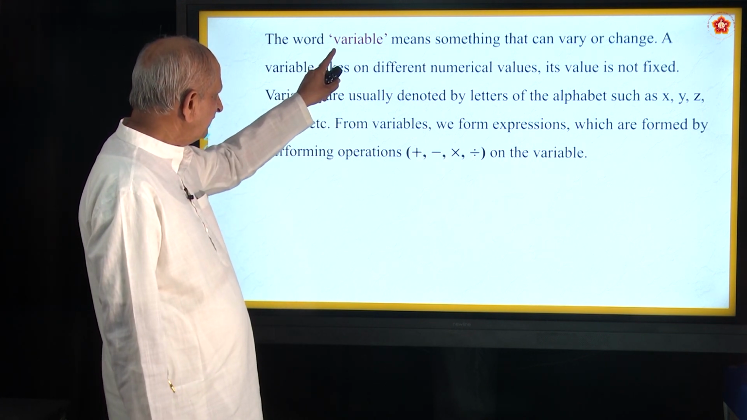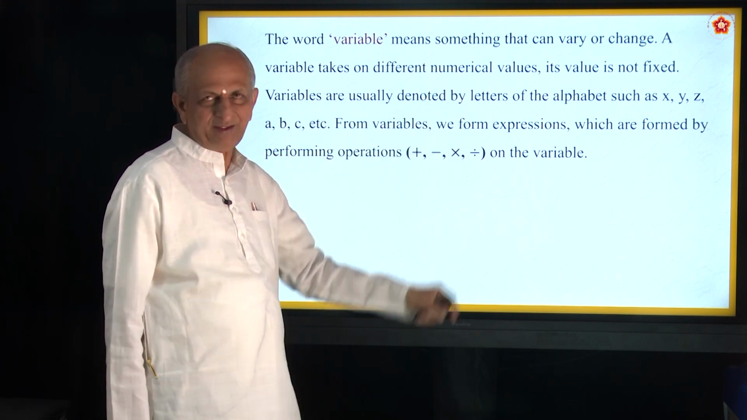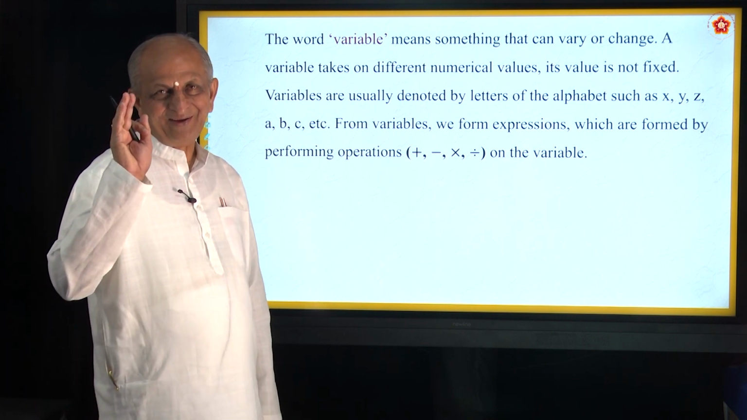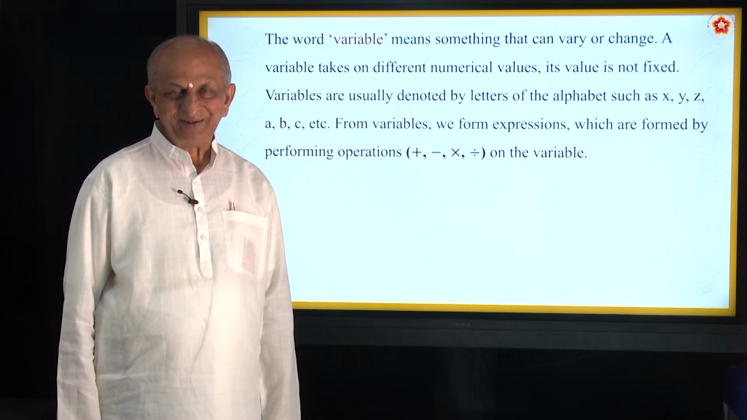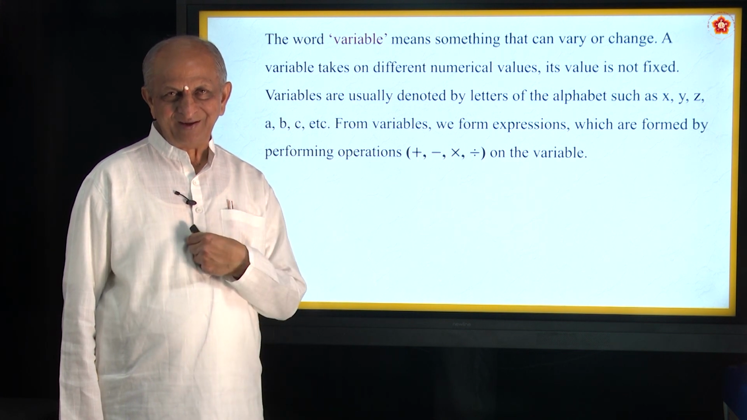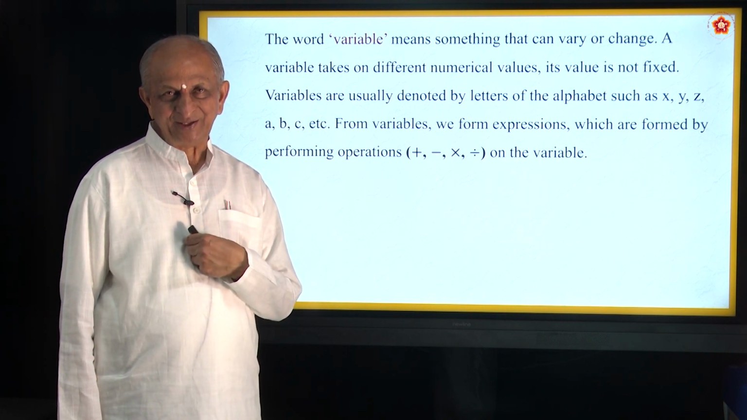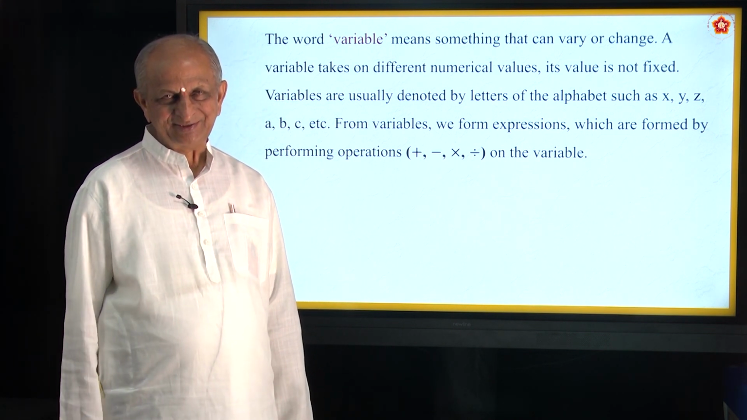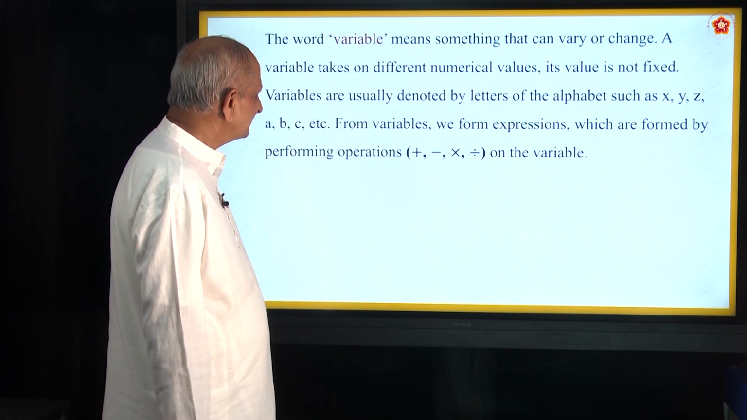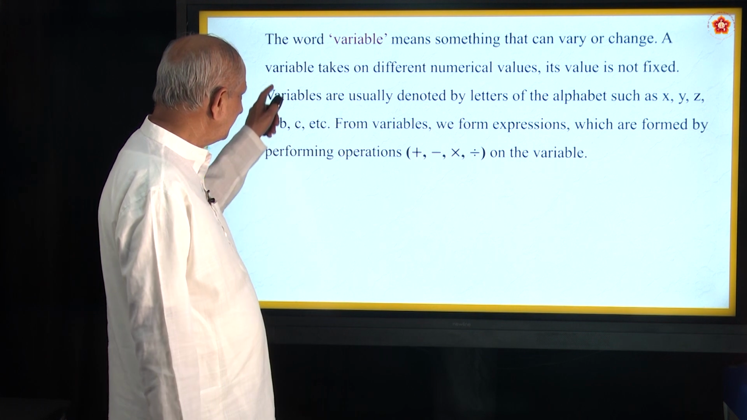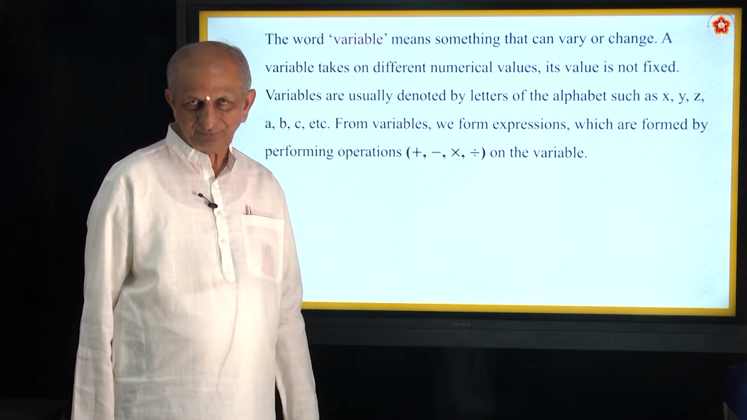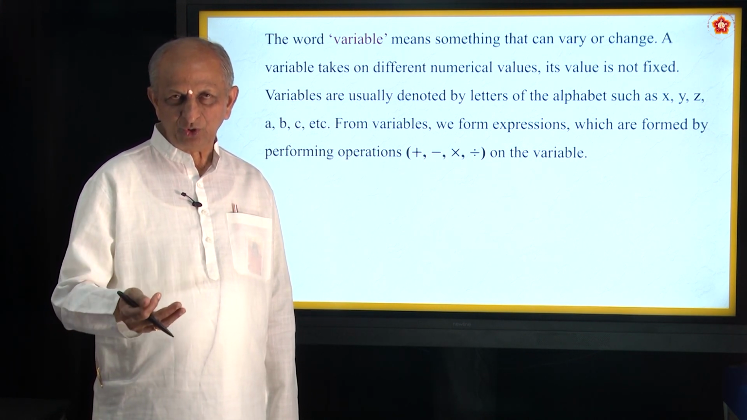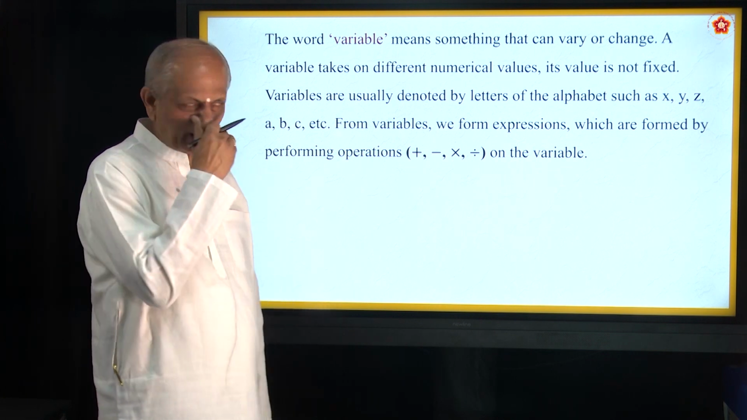So, what does variable mean? It means something that can vary or change. So, our mind is like a variable. What is fixed? The soul or Atma, what you call, it is fixed. Even the body is also variable, it changes, correct? So, it can vary and change. A variable takes on different numerical values. The value is not fixed. It may be 1 or 2 or 3 or 0, half, any number.